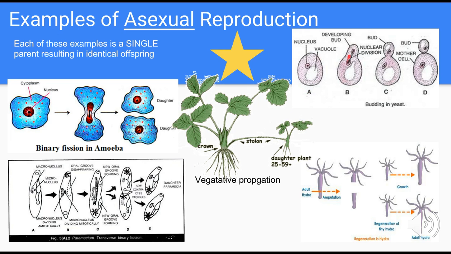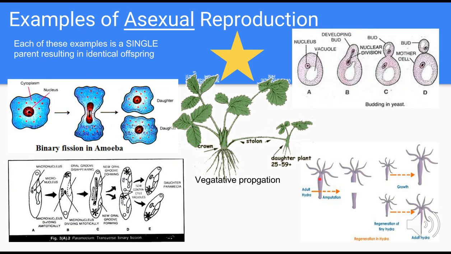Same for yeast. These guys bud. They put out a little bud that splits off from the mother cell, and these two are genetically identical. This one will eventually grow into a full-size yeast cell. Last but not least, this is a hydra that is in the cnidarian family. You can cut this guy in half. He's an aquatic creature. We have some that live in our bays nearby. You can even cut him down to this little tiny nub right here, and they'll grow into two full-grown hydras that are genetically identical, and there's only one parent.